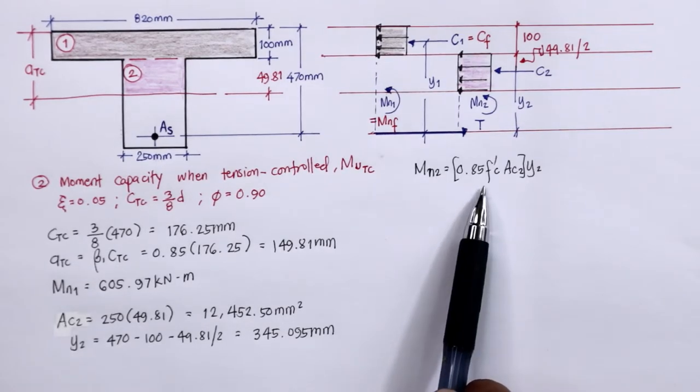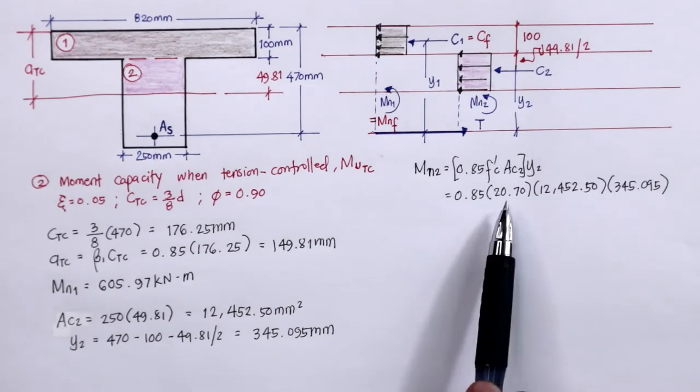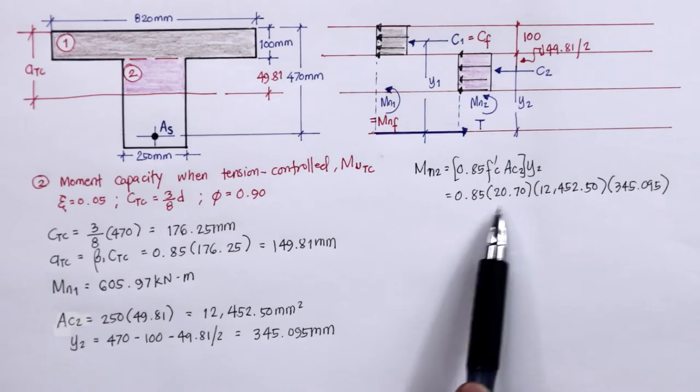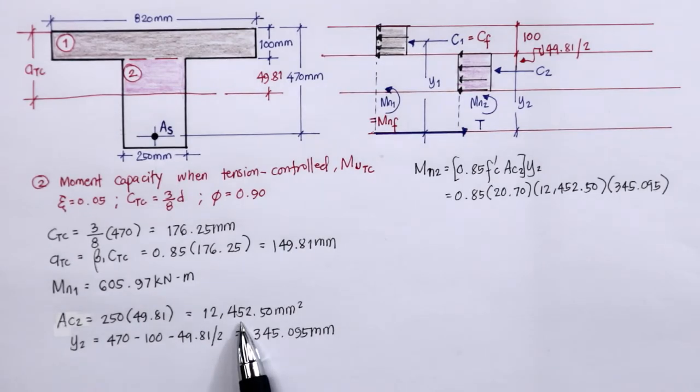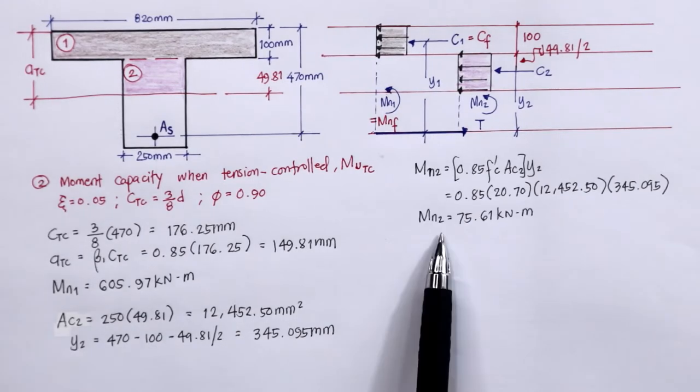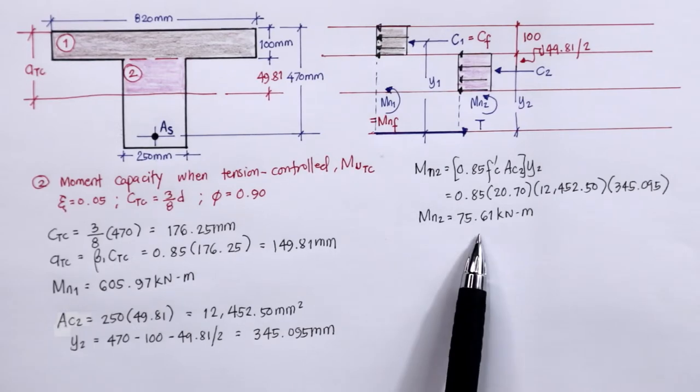MN2 is equal to C2 times Y2. C2 is equal to 0.85 F prime C AC2. 0.85 F prime C 20.70. AC2 is equal to 12,452.50. Y2 is 345.095 mm. And the value of MN2 is equal to 75.61 kN.